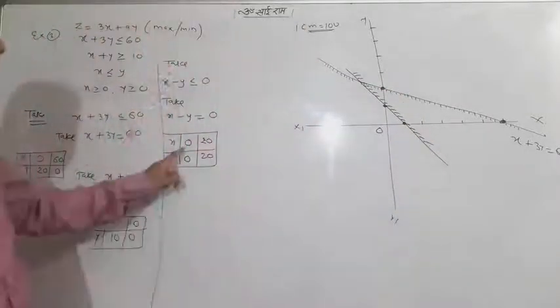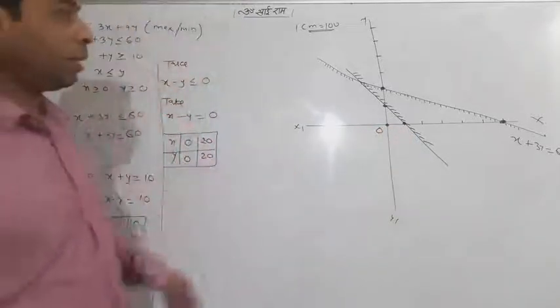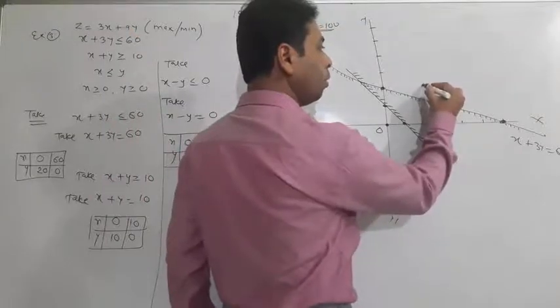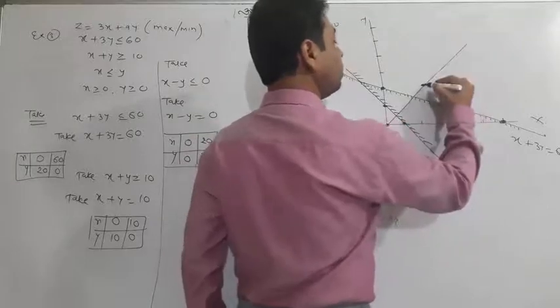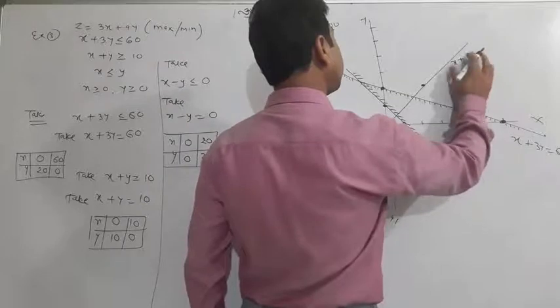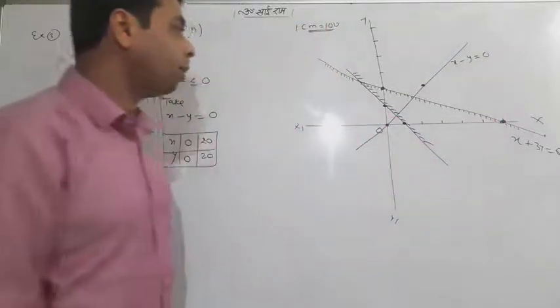Now the third line: (0, 0) is this point, and (20, 20) is here. When you join this like that, this is the line x minus y equal to 0. These three lines you got.